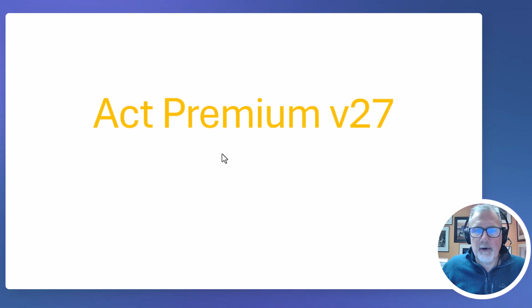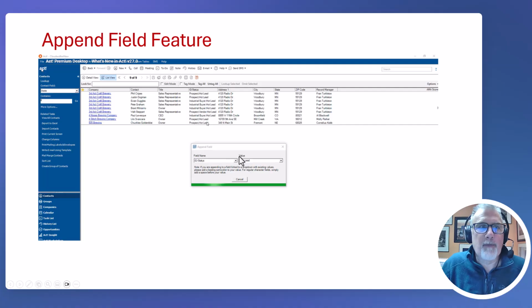So one of the first things I want to talk about is that in the new version, there's a new feature called the Append Field feature. And what this feature does is this. Let's say you have a field in Act, maybe the ID status field, and you want to change something in there. Maybe you want to change it from the word prospect to prospect and hot lead. So in other words, you can append fields to update it. This could be good if you're appending an address, a zip code, all kinds of little things you can do with this. Now, you might find this feature useful. You might not. Don't know.